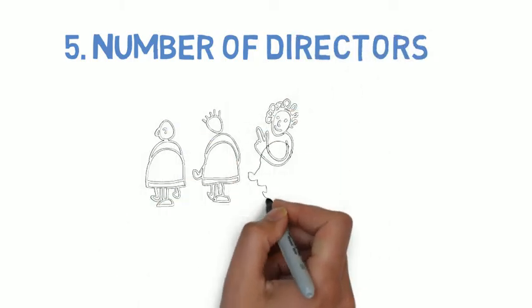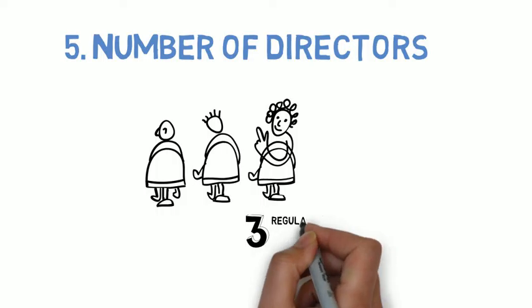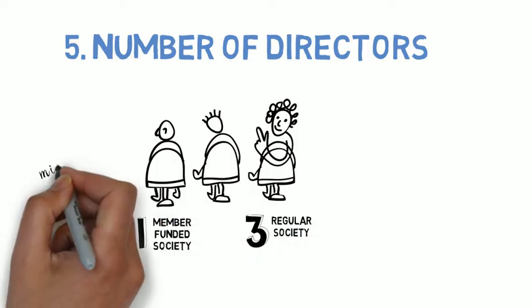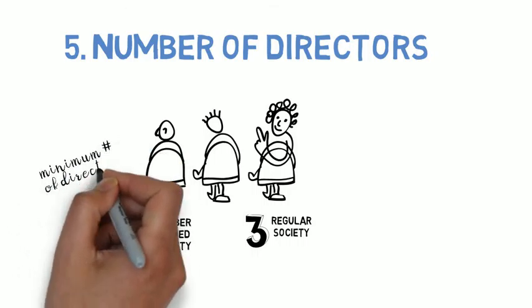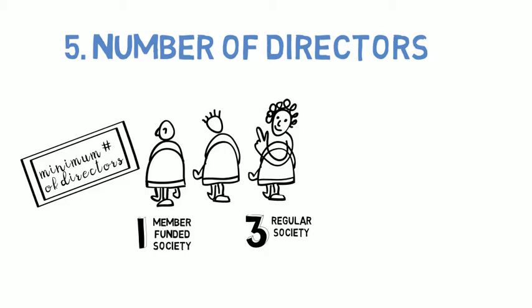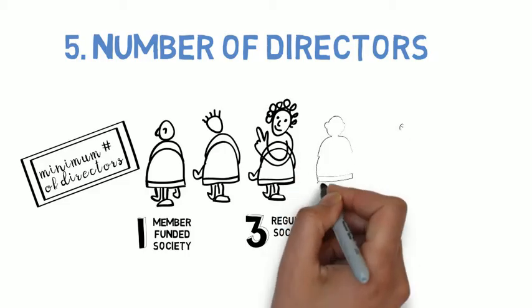Number 5, number of directors. Under the new Act, a society must have at least 3 directors, unless it is a member-funded society, which can have as few as 1 director. There is no maximum number of directors specified in the Act. Your bylaws may set a minimum and maximum number of directors, though you can't go below 3 directors.